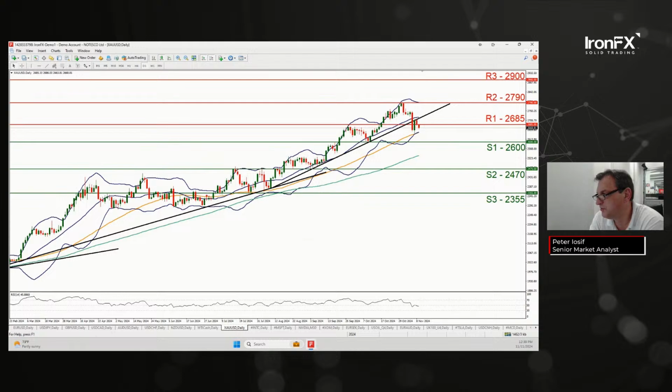On the flip side, should the bulls take over, the bar is high. The price action would have to breach the R1 2685, but also breach the 2,790, practically forming a new record high.